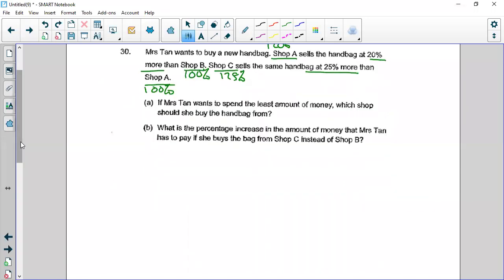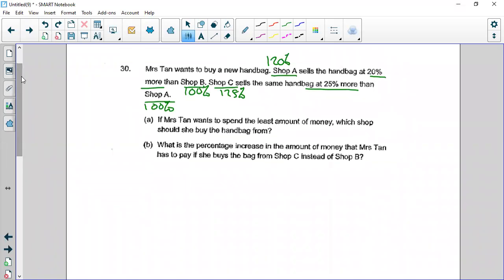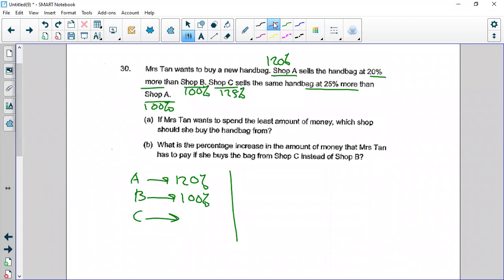Okay, so shop A is how many percent? Shop A is 120%. Let's write down 120%. And then shop B is 100%. And then how about shop C? Can we find shop C? How to find? Okay, very easy. Now look carefully. Go to this sentence. Can you see that your shop A is now 100% already? It's a new base, right?